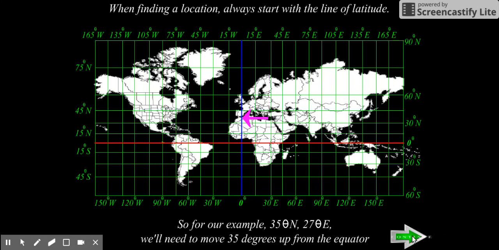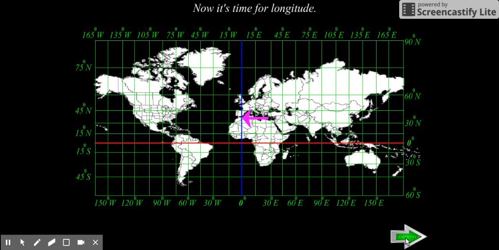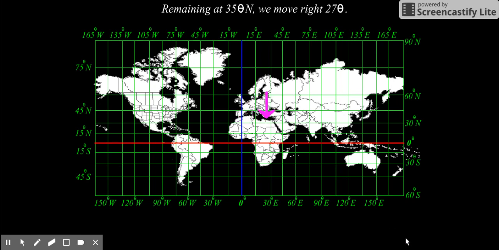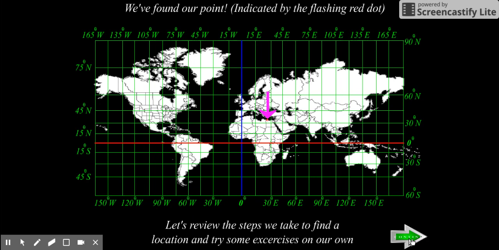So, for example, 35 degrees north and 27 degrees east, we will need to move 35 degrees up from the equator to find 35 degrees north. Now it's time for longitude. Remaining at 35 north, we'll move to the right 27 degrees. 27 is almost 30, that's why the arrow stops here. And the east is on the right side of the prime meridian. We've found our point.